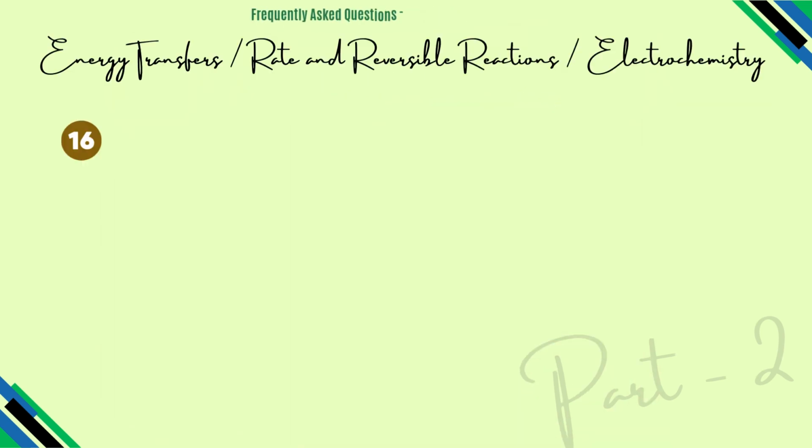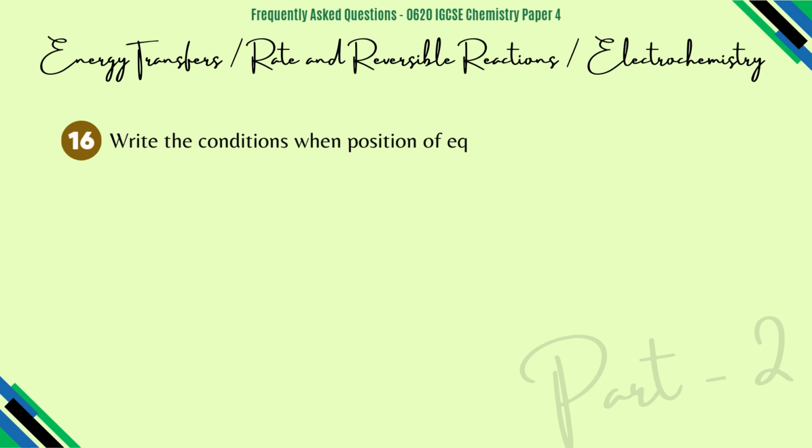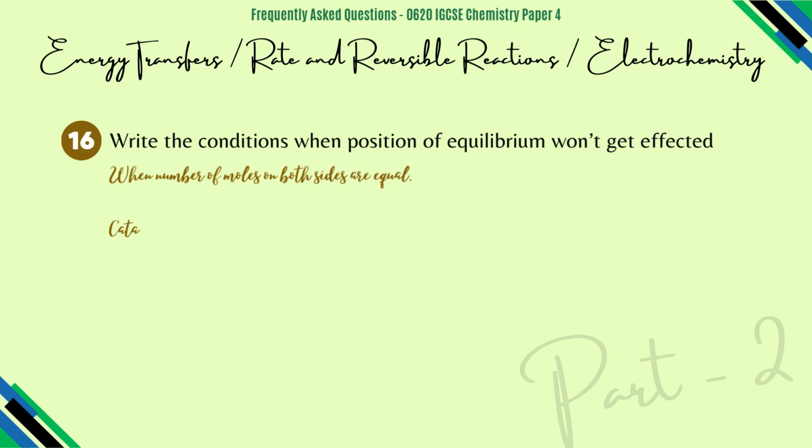Next question, number 16. Write the conditions when the position of equilibrium won't change or won't get affected. The first condition is when the number of moles on both sides are equal. If the number of moles on both sides of the reaction are equal, the position of equilibrium won't get affected by the change in pressure. And when we use a catalyst, there is no effect on the position.